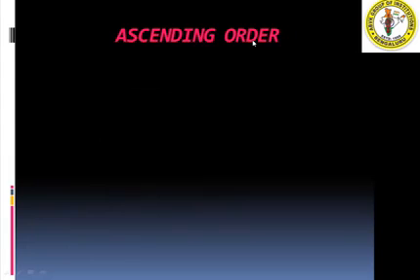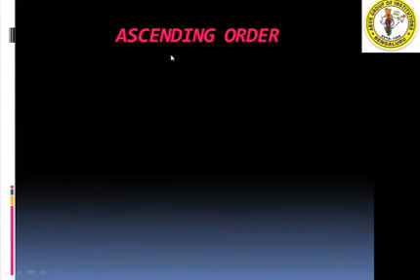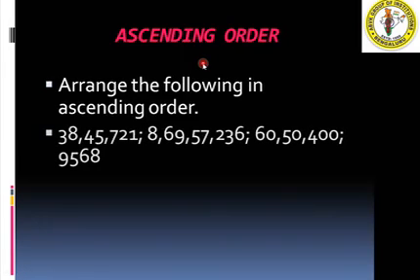So how will you write ascending order? As you learned in earlier classes, you know how to write it. So how will you arrange in ascending order? See here, arrange the following in ascending order. Here there are numbers. First of all, ascending order means arranging from small to big. We have to arrange the numbers from the smaller number to the bigger number.